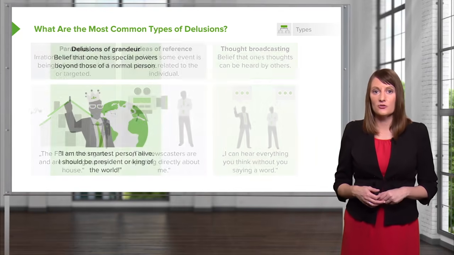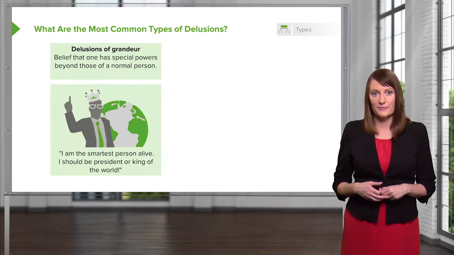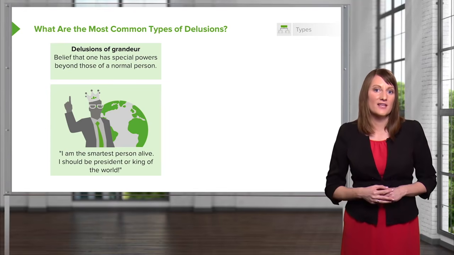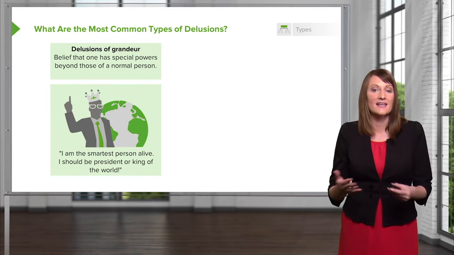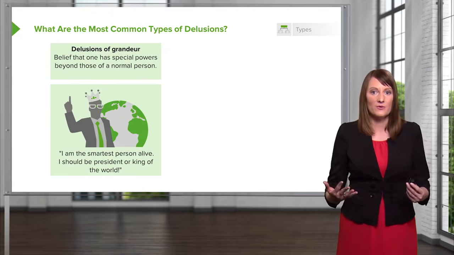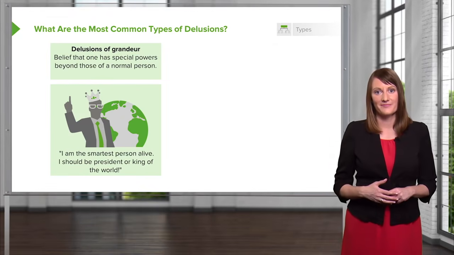Another delusion is a delusion of grandeur. This is the belief that one has special powers beyond those of a normal person. So consider the person who says, I am the smartest person alive. I should be president and king of the world. That would be a delusion of grandeur.